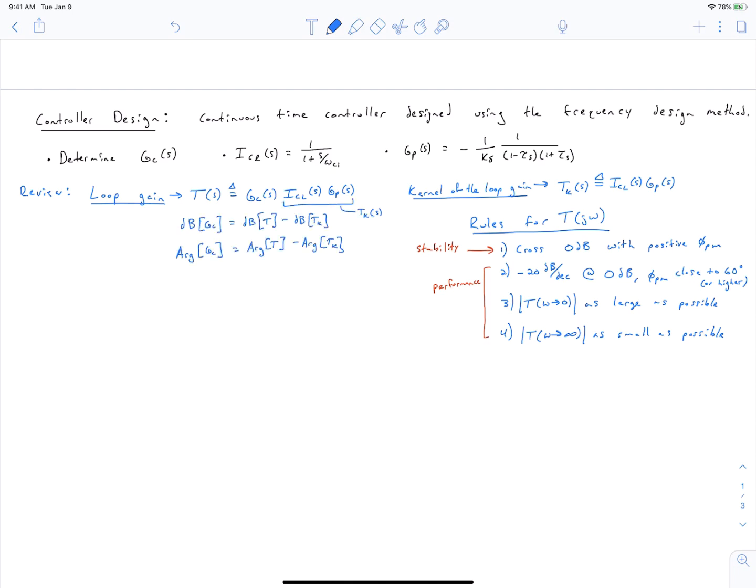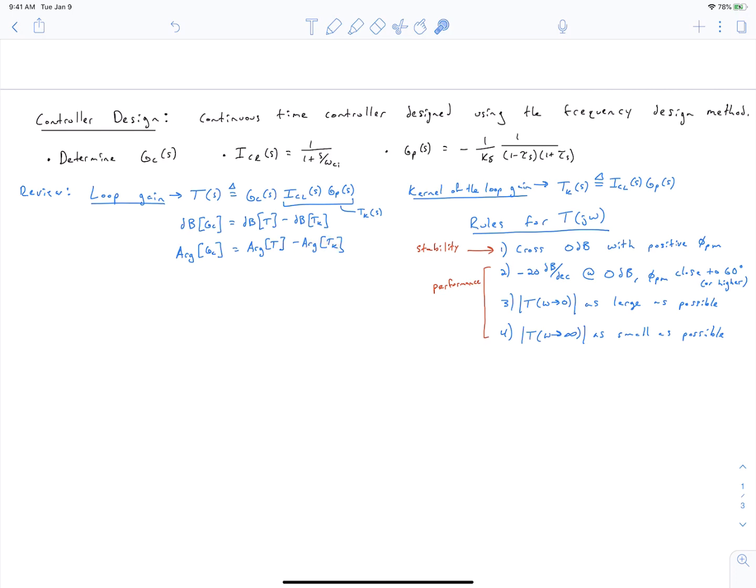And so I've just written this out where we're taking GC to be equal to T of S divided by TK of S. And so that means that the decibel gain of GC is going to be the decibel gain of T minus the decibel gain of TK. And the argument of GC is going to be the argument of T minus the argument of TK.